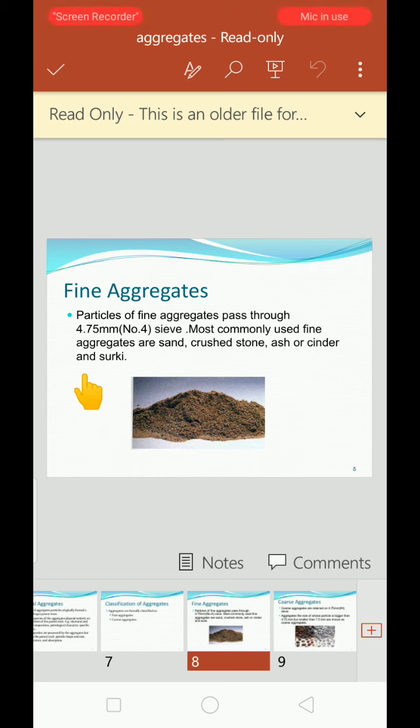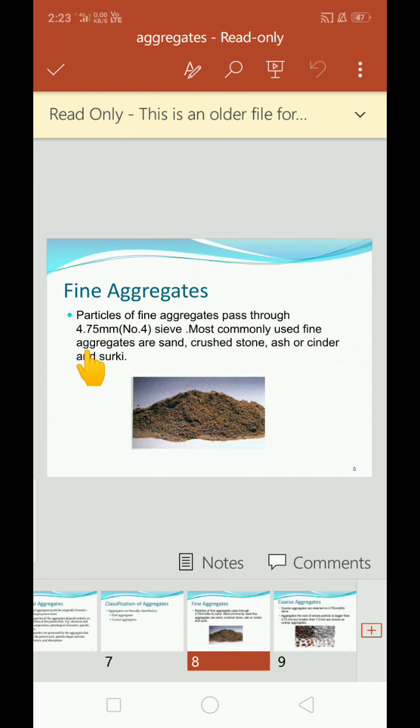There is a set of sieve sizes provided by IS 383:1970. This is the code book. From that code book we need to refer to the sieve size numbers while doing the sieve analysis. While doing the sieve analysis, if the material you are sieving passes through the 4.75 mm sieve, then we call that material a fine aggregate, passing through the 4.75 mm IS sieve.